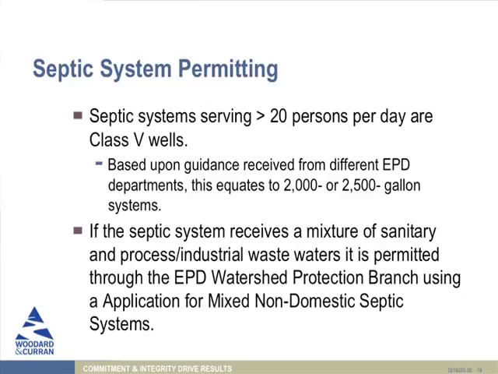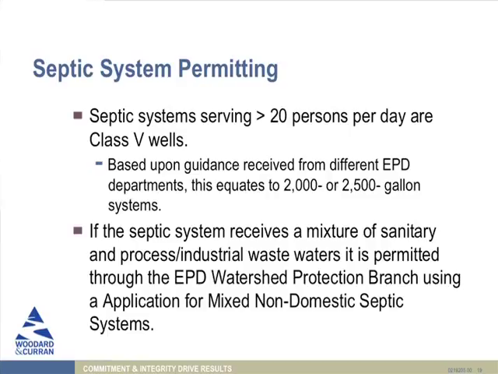Now, septic systems are handled a little bit differently. The permitting. As we mentioned, septic systems serving greater than 20 people a day are Class 5 injection wells. Based upon guidance, I talked to EPD because the regulations aren't very clear. You know, what is serving, or potential to serve, greater than 20 persons a day? Because a lot of people say, well, what size tank is that? And different people I talked to said either 2,000 or 2,500 gallon is what they would use as an estimate for the size of the system that meets this requirement.